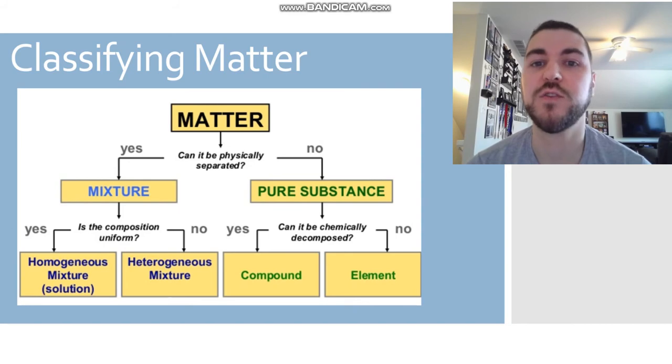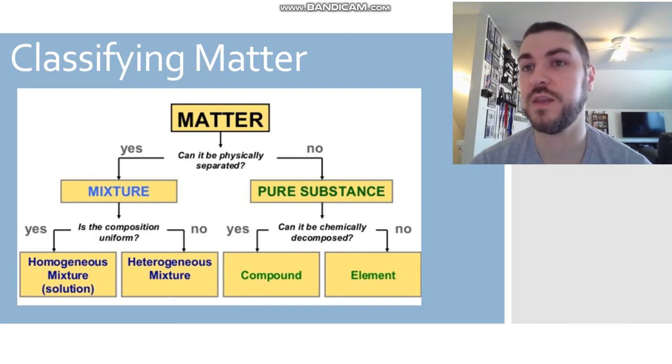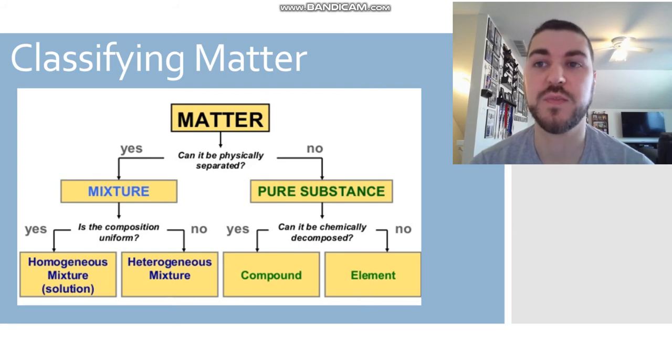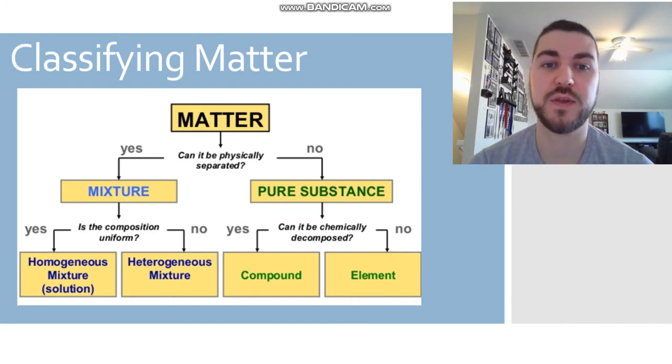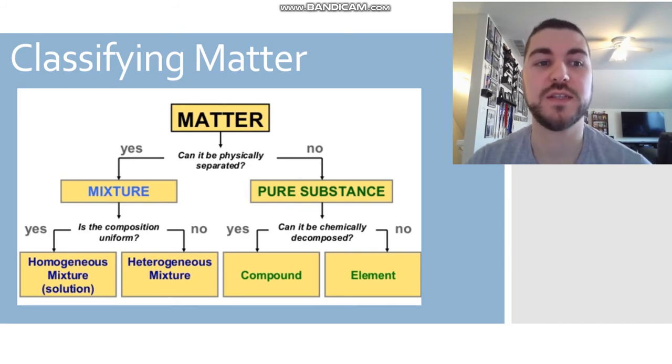Now on the other side of the flow chart we have a pure substance. So let's say you try to separate the sample of matter physically and you cannot, then you have a pure substance. And there are 2 different categories this can fall in. It can either be a compound or an element. And the key question you'll want to ask yourself to determine this is if the pure substance can be chemically decomposed. If it can, you've got a compound. If it can't, then you're looking at an element. And I'll break both of these down on the next few slides so you can kind of see how you can tell the difference.